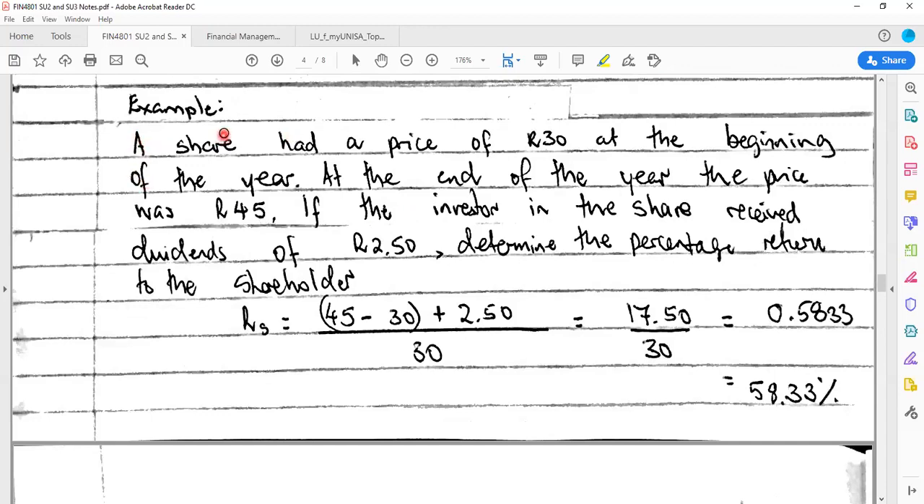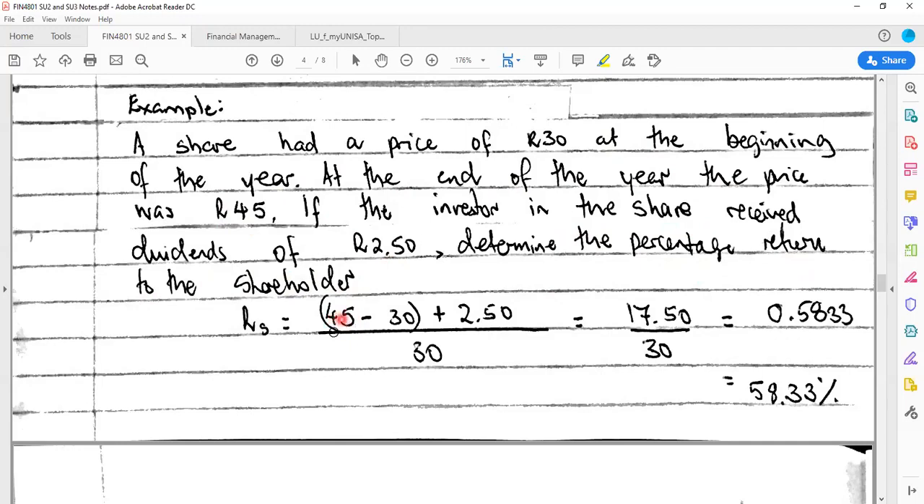So here's an example of how you would do that calculation. If you've done FIN4701, you might have come across this before, but if you haven't, it's fine. A share at the price of 30 Rand at the beginning of the year. At the end of the year, the price was 45 Rand. If the investor in the share received dividends of 2 Rand 50, determine the percentage return to the shareholder.